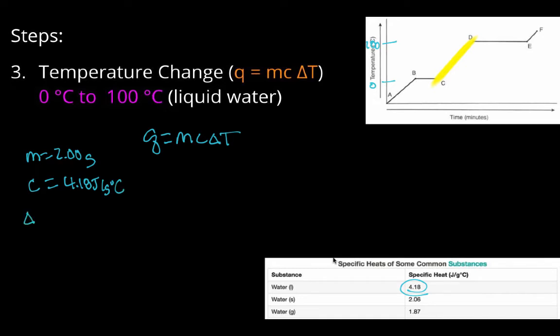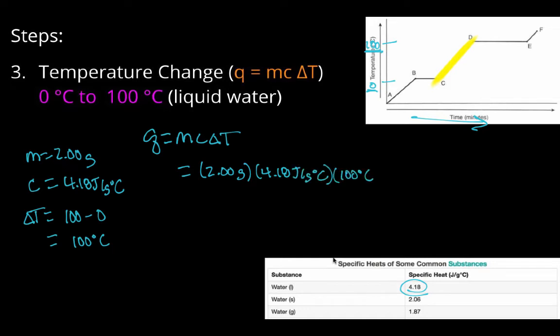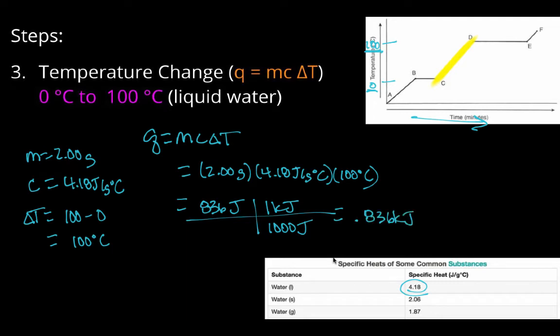Temperature change is final minus initial. So my temperature change for this one is 100 degrees Celsius. So again, final minus initial because I'm going in this direction. So I'm going to put those in my equation: 2 grams, 4.18 joules per gram degrees Celsius, and 100 degrees Celsius. That gives me 836 joules. I'm going to go ahead and convert to kilojoules while I'm here. So I get 0.836 kilojoules. Okay, so that's my third step.